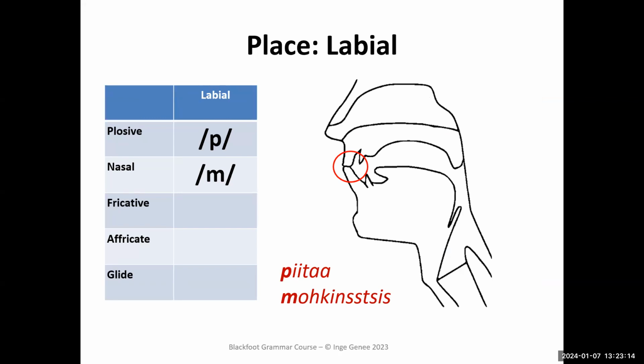We're going to start by looking at what is called place of articulation. Place of articulation defines consonants based on where in the mouth they are produced. And we're going to go from front to back.